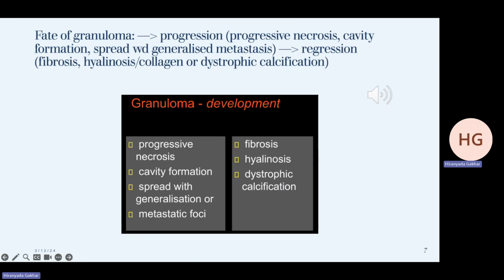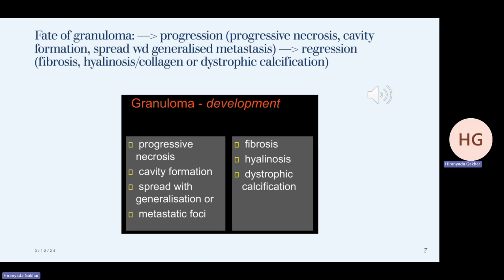Once the granuloma is formed, there are certain processes that lead to its progression and determine its fate. So once the granuloma is formed, there is progressive growth of the granuloma. So the granuloma increases in size. There is increased necrosis within the granuloma itself. Once that happens, sometimes there's formation of a cavity, or there is spread with generalization or metastatic foci.